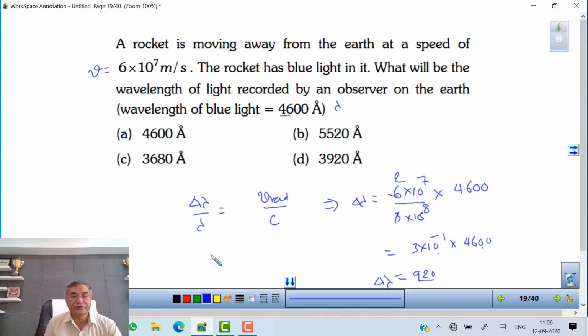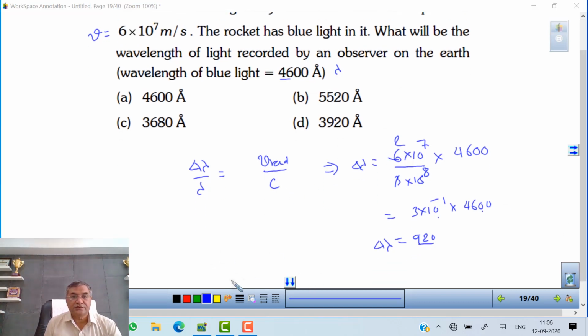So 4600 plus, so lambda prime is equal to lambda plus delta lambda. So if you add it, 4600 plus 920, I think this is the answer, 5520 angstrom. And it is called red shift.